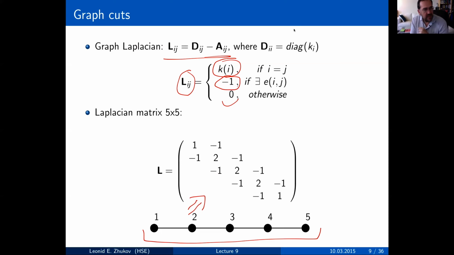Now, how many of you have seen this type of matrices before? Okay, where have you seen them? Numerical methods. Okay, what did you do with those types of matrices in numerical methods? It is a second derivative, right? It's actually a finite difference method, right? If you remember, you probably did something like that.